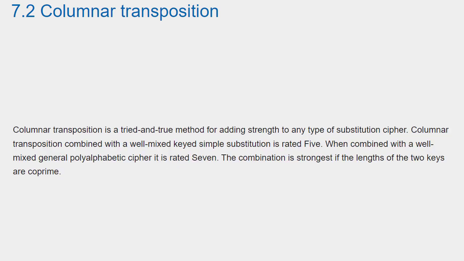Columnar transposition is a tried and true method for adding strength to any type of substitution cipher. Columnar transposition, combined with a well-mixed keyed simple substitution, is rated 5. When combined with a well-mixed general polyalphabetic cipher, it is rated 7. The combination is strongest if the lengths of the two keys are co-prime.